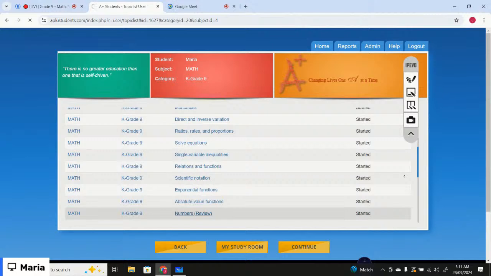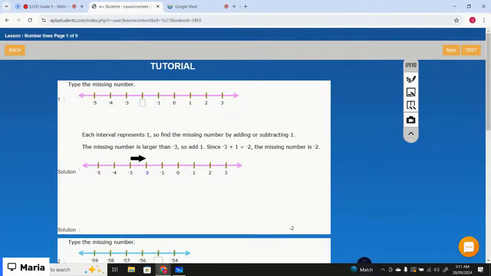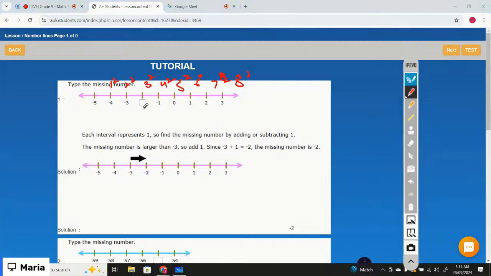Okay, so here I'm on grade 9 math. The chapter we are on right now is numbers. Let's just start with the lesson that is number lines. Type the missing number. So you have to see what number is missing on the number line, right? Each interval like this is one interval. Between these two lines, this is one interval, right? Each interval represents one, right? So you can find the missing number by adding or subtracting 1.